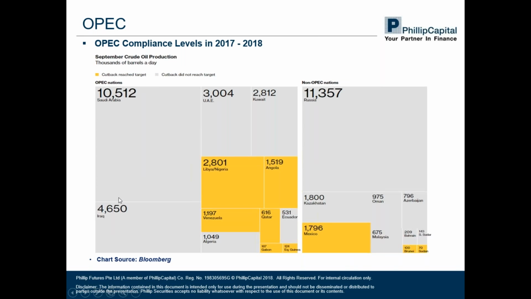Okay, in the month of October, these are the key figures that have been very compliant to the production: Saudi Arabia, UAE, Iraq. Russia, for a non-OPEC nation, has not been very compliant as well.